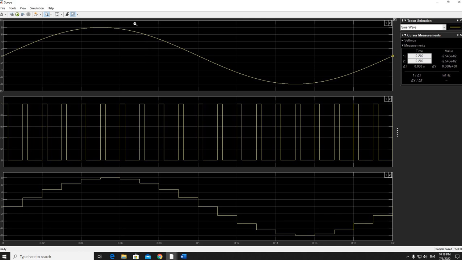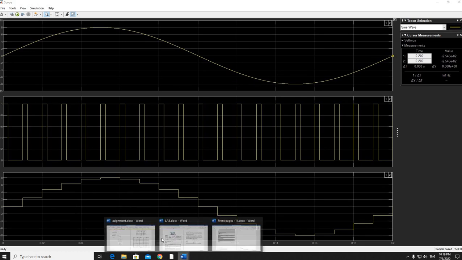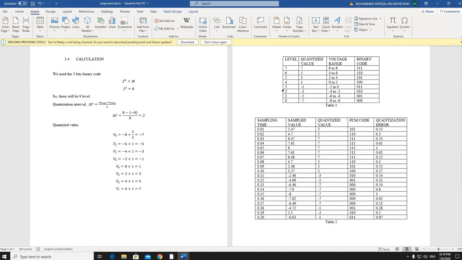So the levels are what you calculated earlier. For the first level, level 0, the quantized value is at -7 because the minimum is -8. You substitute the quantizing interval of 2, divide by 2, and you get 7. Then you calculate again and you get this table.